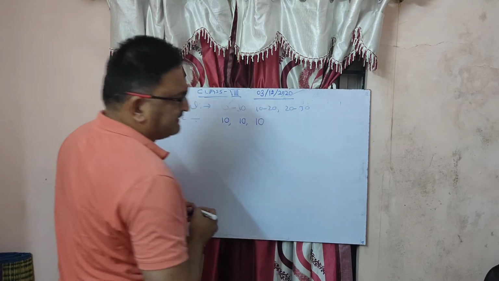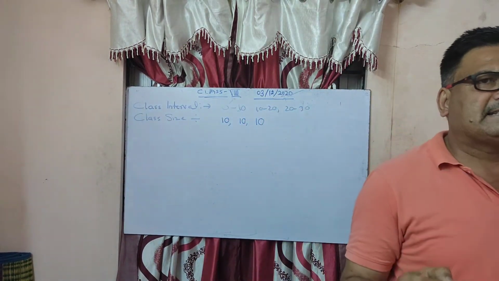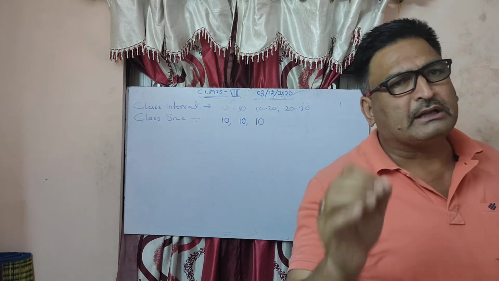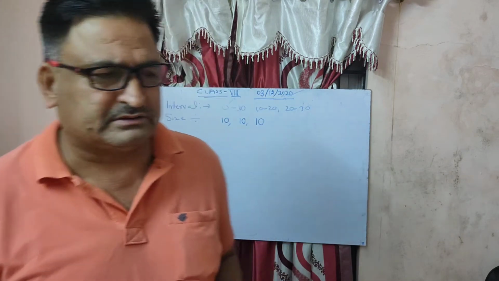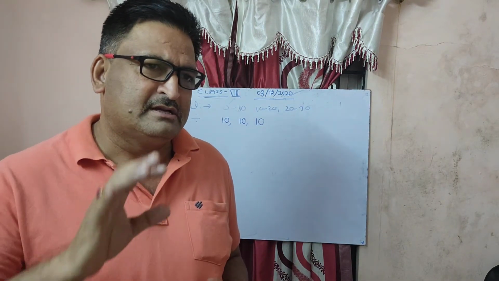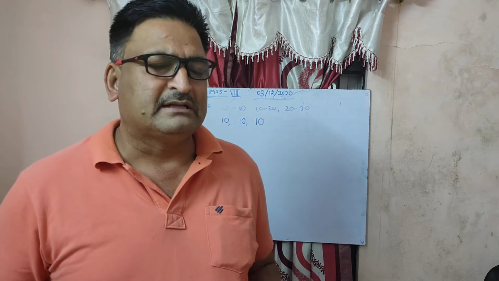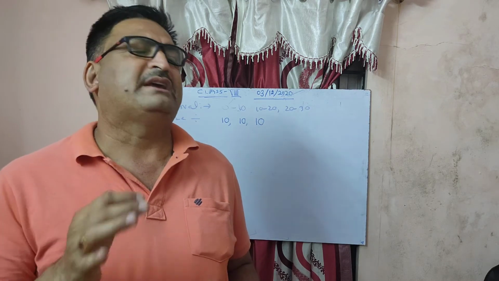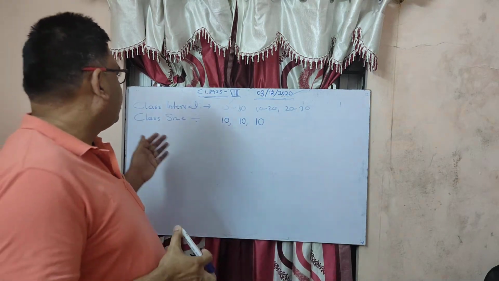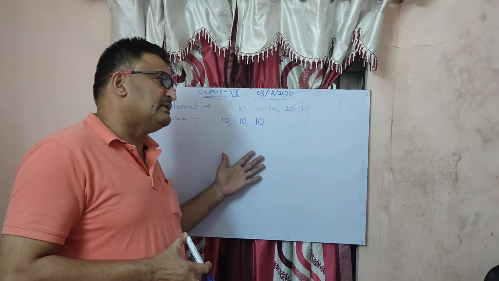Class size. Generally, in an example, the class size is always equal. It must be constant. If the class size is different in one example, then it means you have gone wrong. You made a mistake. So you need to remember one thing: in an example, class size will be always equal.